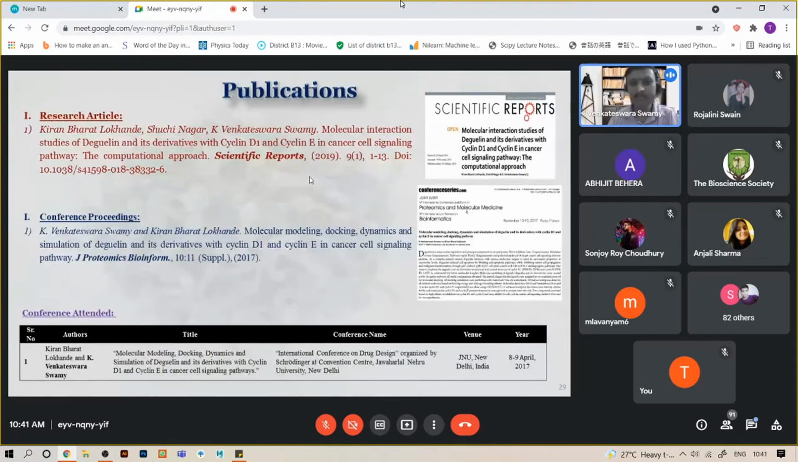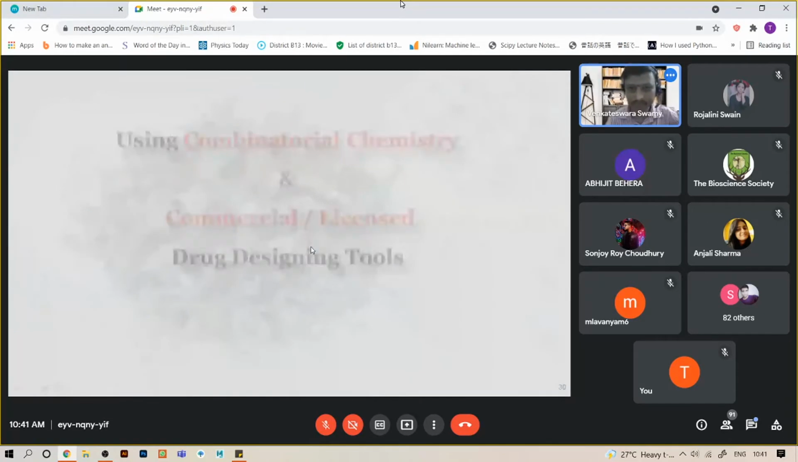Later, the same work we had previously also presented in Paris, at the international conference on Proteomics and Molecular Medicine. One of my PhD students, Mr. Kiran Bharat Lokande, attended the conference. He has done this complete work that I am presenting here.